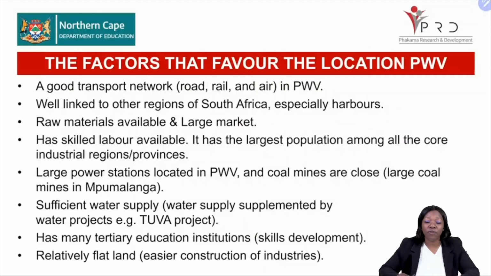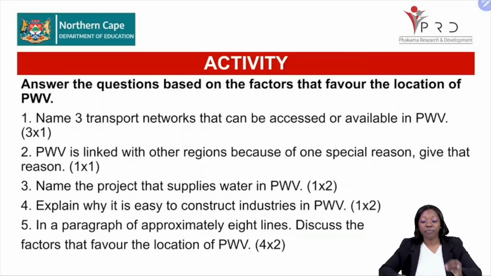So PWV, most of its land is flat. Therefore, it is also available for construction, and it is affordable. So it also becomes a favoring factor. Then our activity says, answer the questions based on the factors that favor the location of PWV.